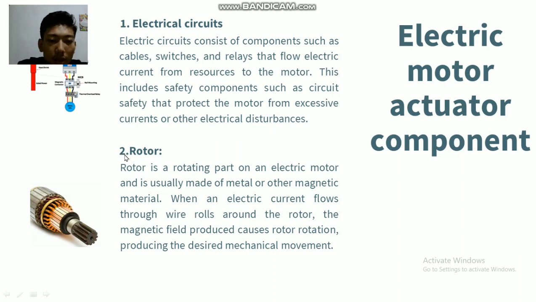The second is the rotor. The rotor is the rotating part of an electric motor and is usually made of metal or other magnetic material. When an electric current flows through the wire wound around the rotor, the magnetic field produced causes rotor rotation, producing the desired mechanical movement.